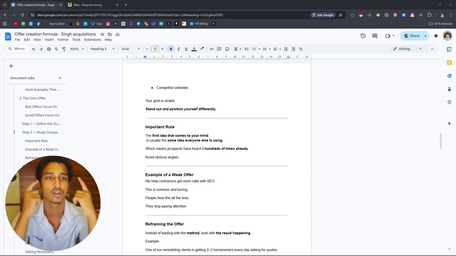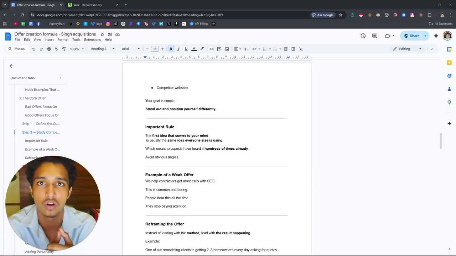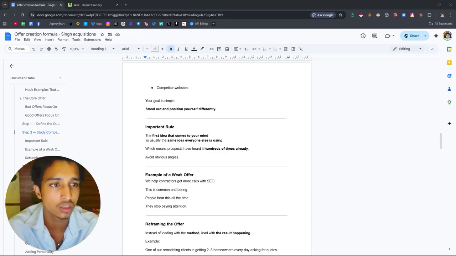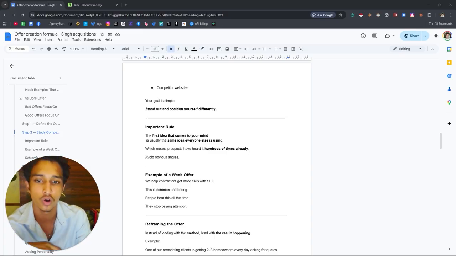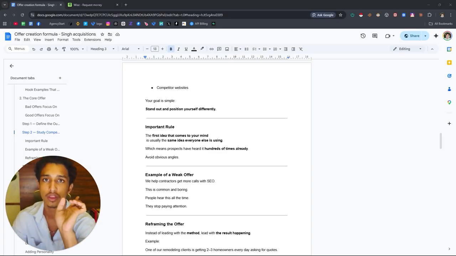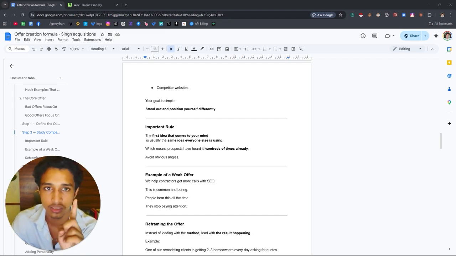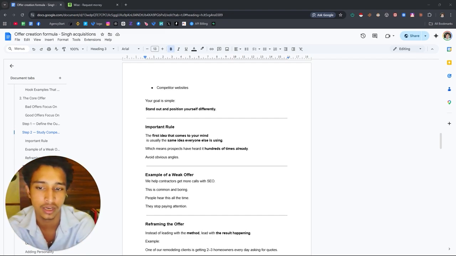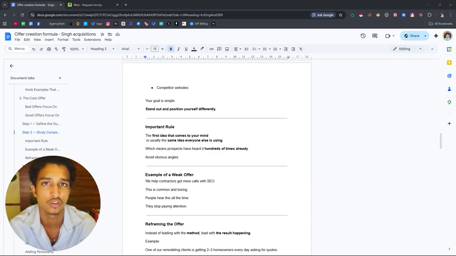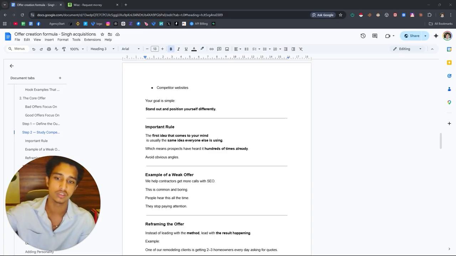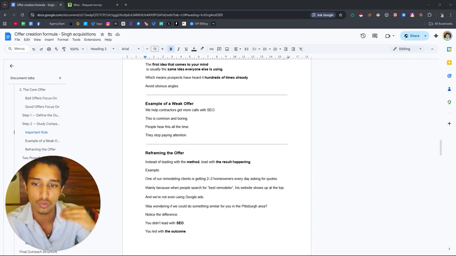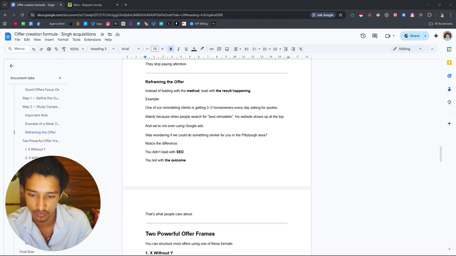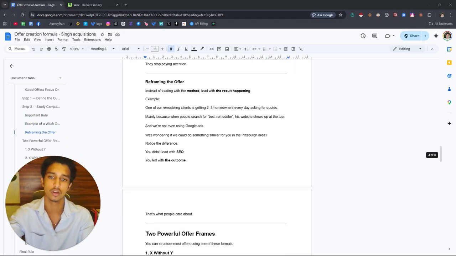If you think about it, the human brain is very powerful. If you go through everything, you're going to start getting ideas of how you can position yourself differently. Make sure you understand this very important rule: the first idea that comes into your mind is usually the same idea that everyone else is using. Do not use that. Every single person has already used that idea, so always change it. There are a lot of examples here that you can pause and read right now.